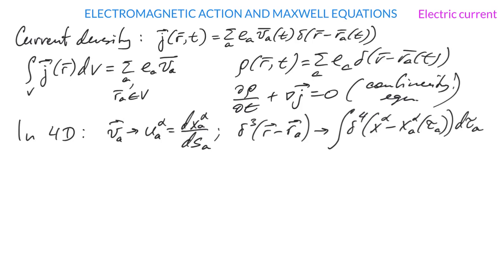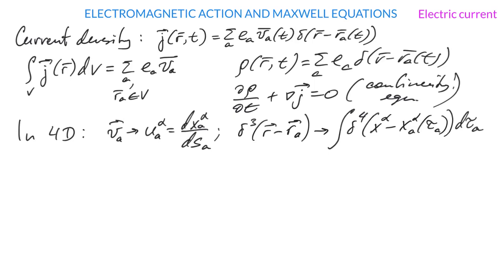So whenever x^alpha is equal to the coordinate of one of the particles at some point along its trajectory, the delta function will give you a spike. Just as a 3-dimensional delta function gives you something finite when r coincides with the coordinate of the particle at some given time. Here we get something along the whole world line. So let's try putting this together.